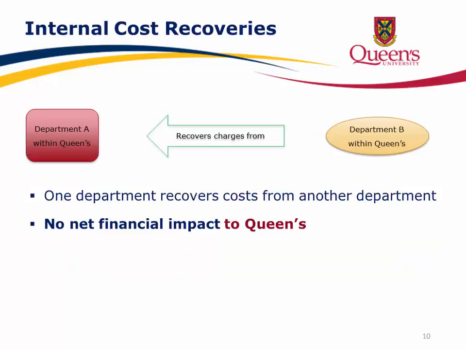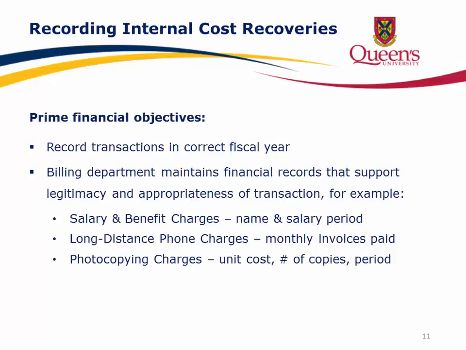An internal cost recovery item is when one department recovers charges or costs from another department. There is no net financial impact to Queen's. Primary objectives to keep in mind when recording internal cost recoveries: always record transactions in the correct fiscal year. The billing department will always maintain financial records that support the legitimacy and appropriateness of the transaction. For example, in the case of salary and benefit charges, be sure records include a name and salary period. For long-distance phone charges, keep a record of the monthly invoices paid.